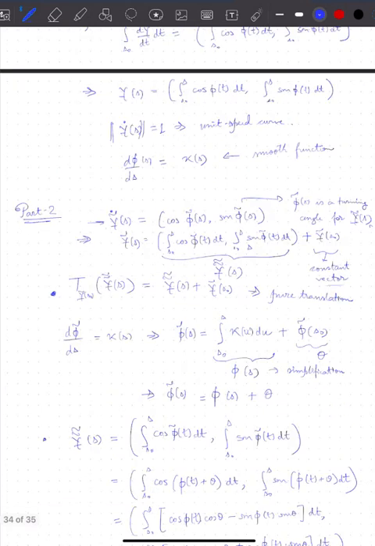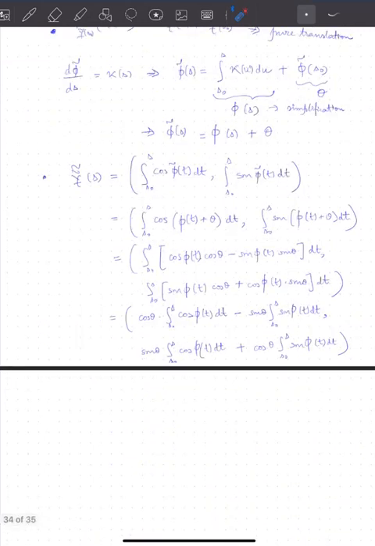Right. Now let's take a look at the x and y coordinates corresponding to gamma of s. So the gamma 1 coordinate is the integral from s naught to s of cosine phi of t dt. And take a look here. This is the same, right? So this is gamma 1.